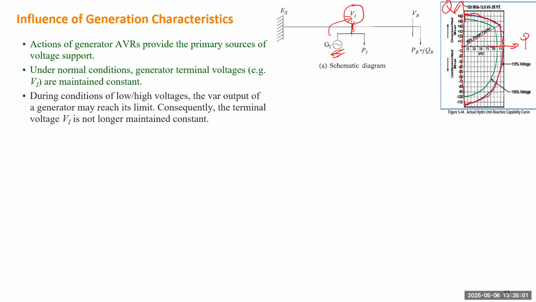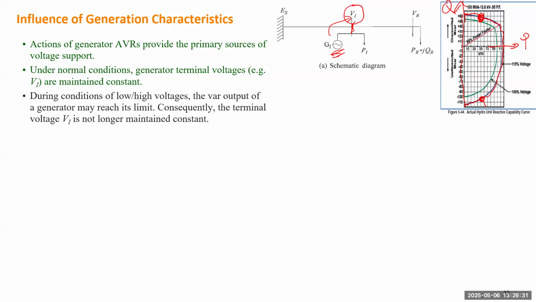So during some conditions, the voltage is either low or high. So the var output of the generator may reach a limit. It can reach the top limit or maybe the bottom limit, depending on whether this generator needs to provide or consume reactive power. Then in such cases, the voltage VI will not be constant anymore.